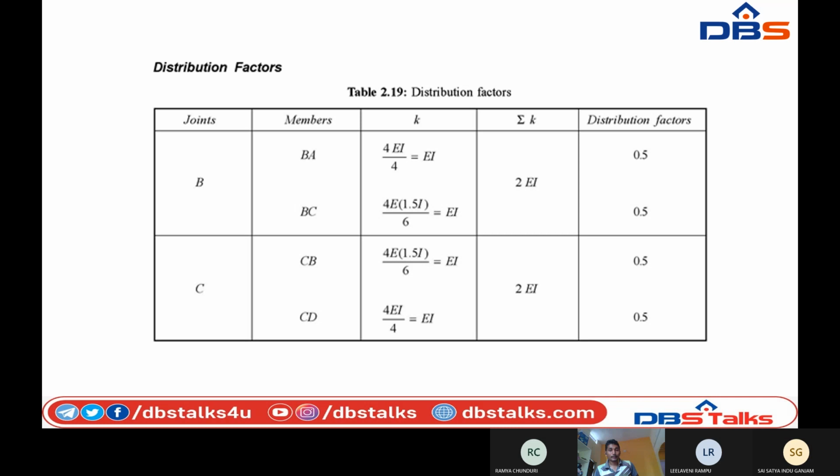The K by sigma K is EI by 2EI, equal to 0.5. Same at C: CB is 4E into 1.5 I by 6, equal to EI, and CD is 4EI by 4, equal to EI. Total 2EI. The distribution factors are 0.5 and 0.5.